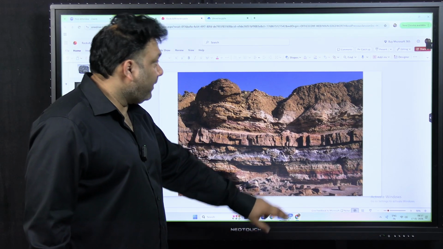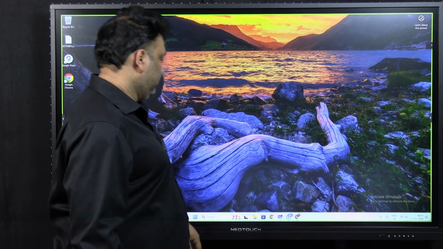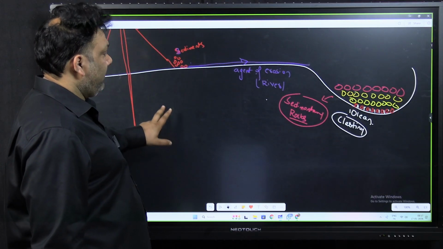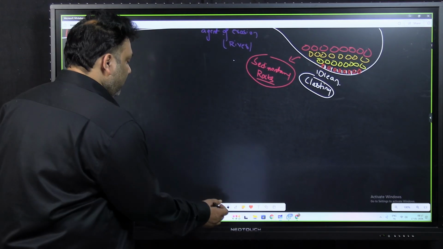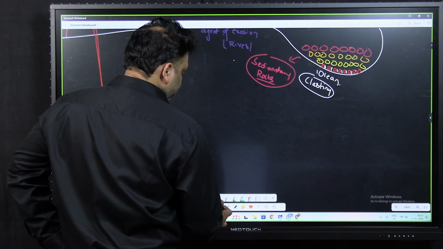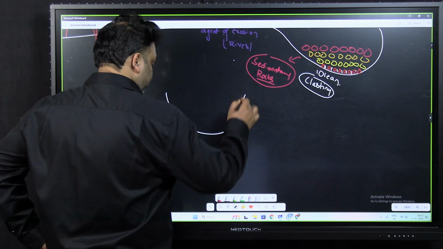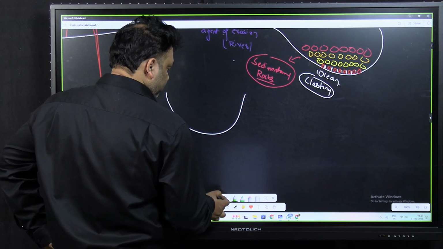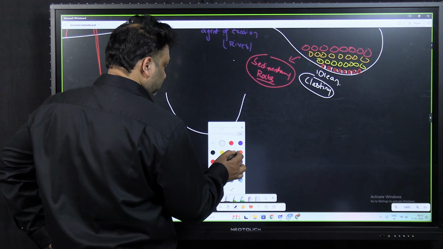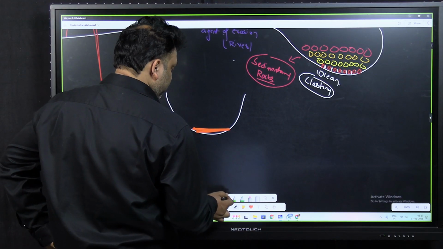Now, over a period of time, these sedimentary rocks which are present inside, say various layers of sedimentary rocks have been formed.